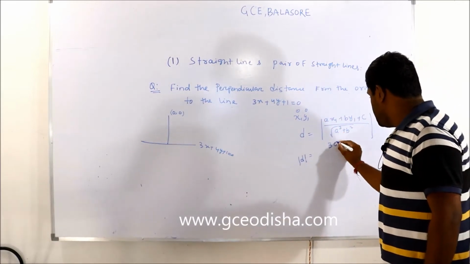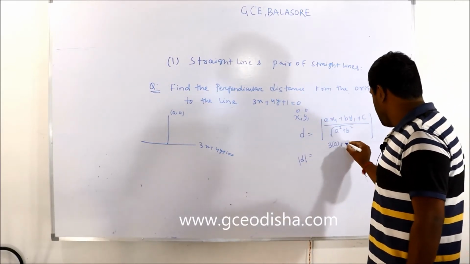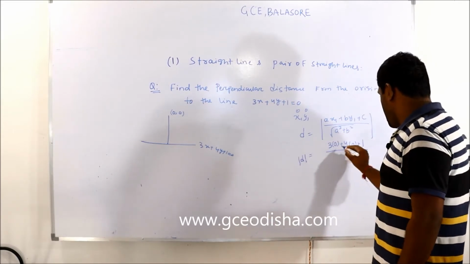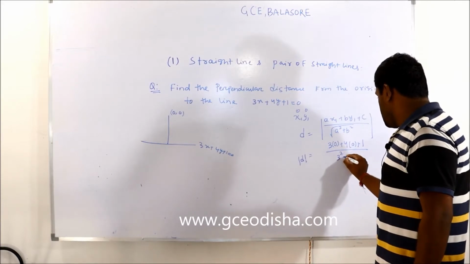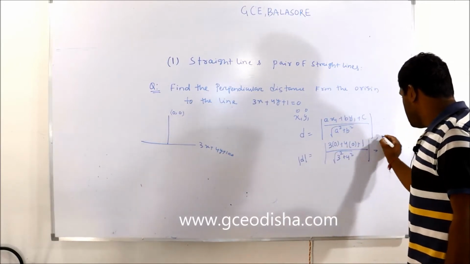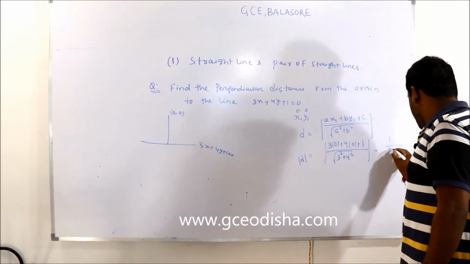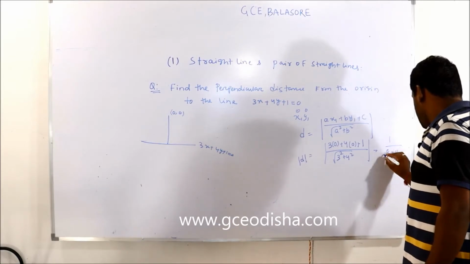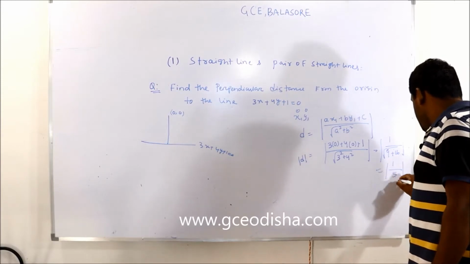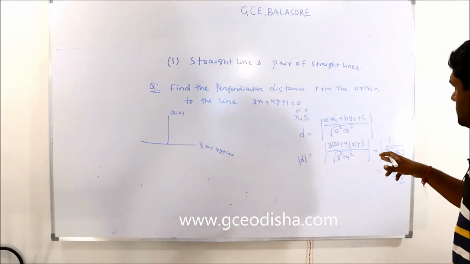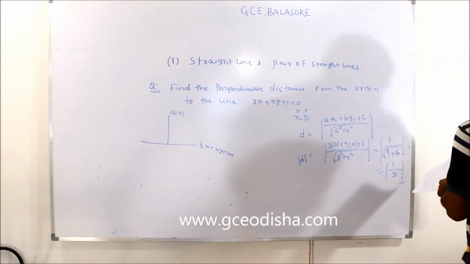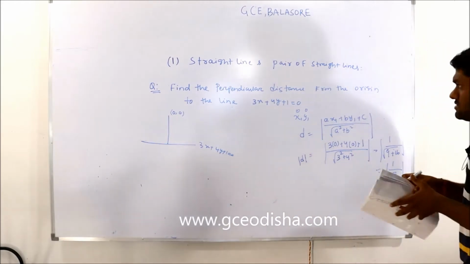Then 0 plus b, which is 4, into 0, plus c, which is 1, all divided by square root of a square plus b square, that is 3 square plus 4 square. What will be the answer? It is 1 divided by root of 9 plus 16, that is 1 divided by 5. This is in magnitude. So the perpendicular distance from the origin to the line is 1 by 5. I am solving another problem based on this.